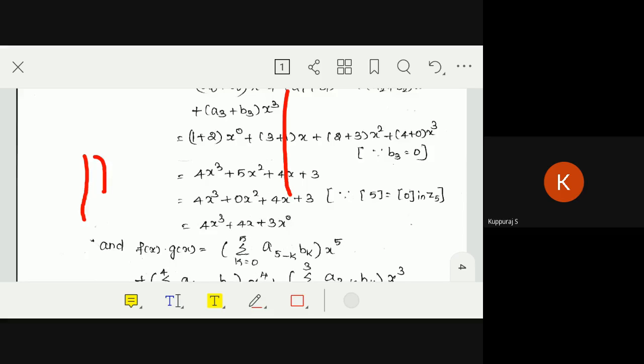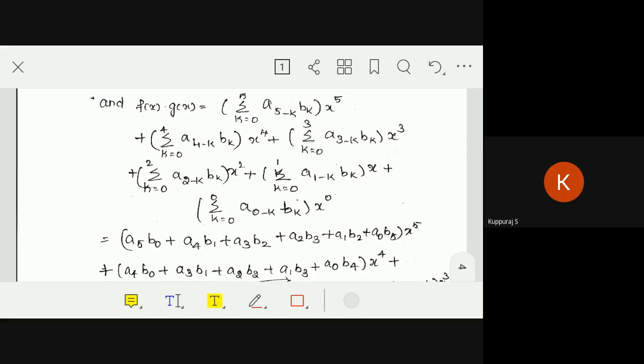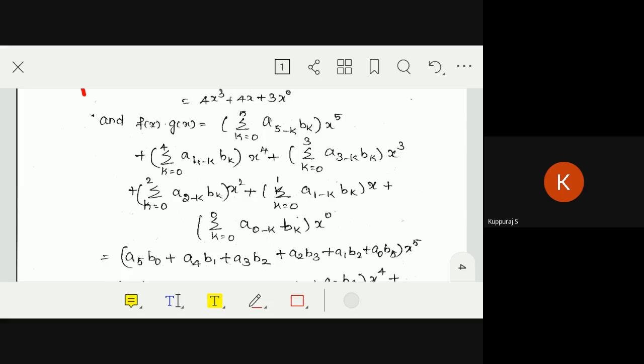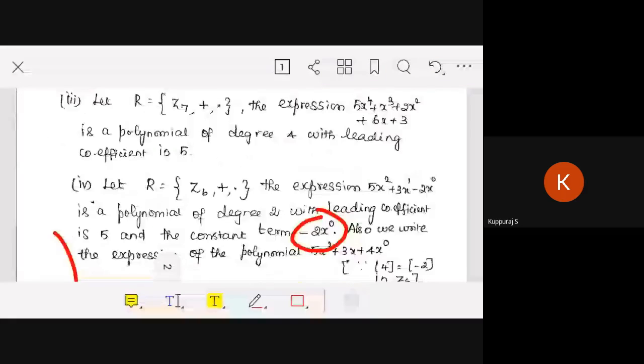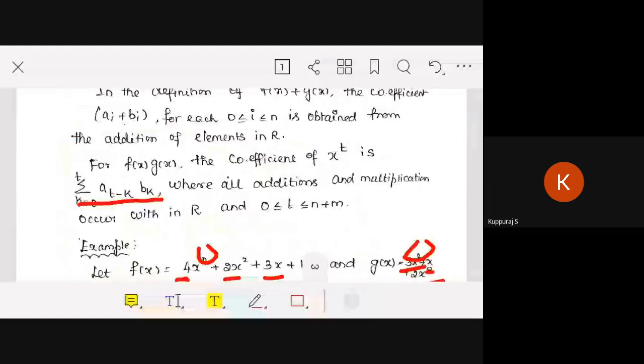Next I am multiplying f of x and g of x. Either you can multiply it directly, if it is a simple term, direct multiplication. But if it has highest degree terms, then you can use this formula. What is the formula? We need to define the formula for the coefficient of x power t, as a summation. For each coefficient we need to write this formula.